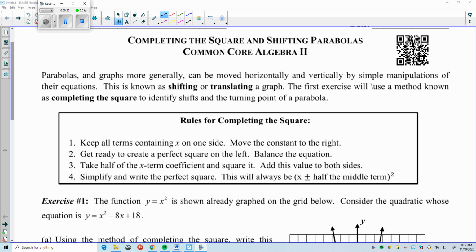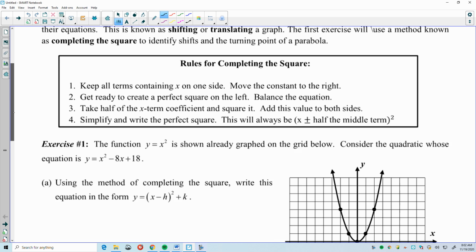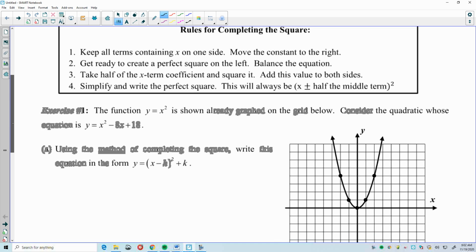So here's a couple of rules that we're going to go through for when we are completing the square. First thing that we want to do is make sure all terms containing an x are going to be on one side of the equation. We're going to move all of the constants to the right-hand side. Okay. We're going to get ready to create a perfect square on the left in order to balance the equation.